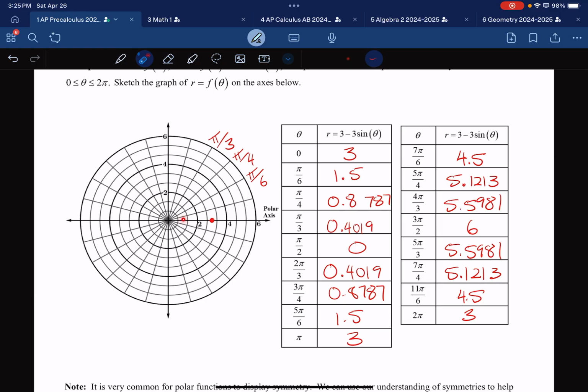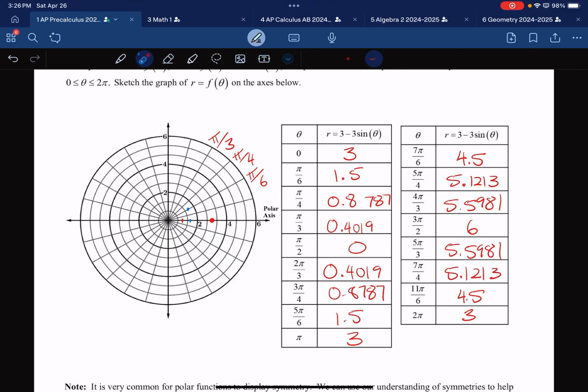1.5, okay, well, 1 is right about there. So let me make a note that that's 1. 1.5 is halfway between this line and this line, which is going to be right about, let me make this in a different color, right about there. So that's 1.5. I have to come up to pi over 6, which is right about there.